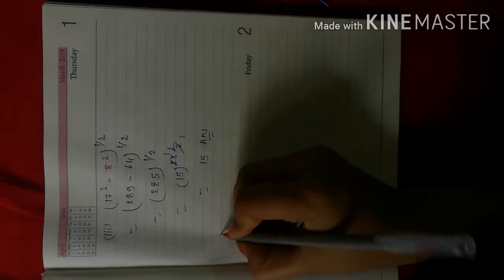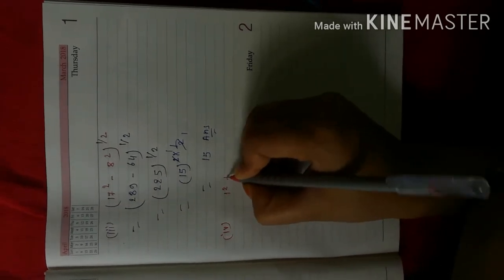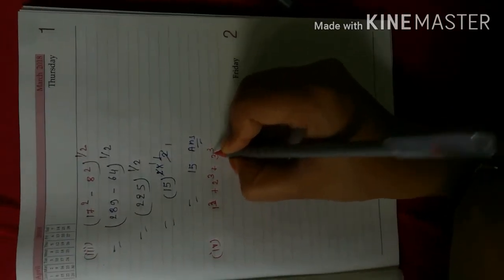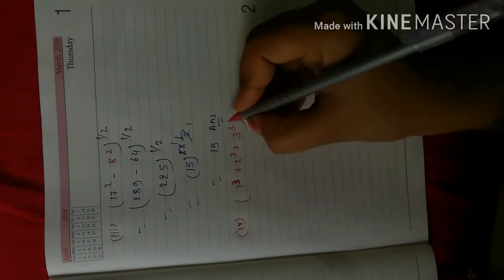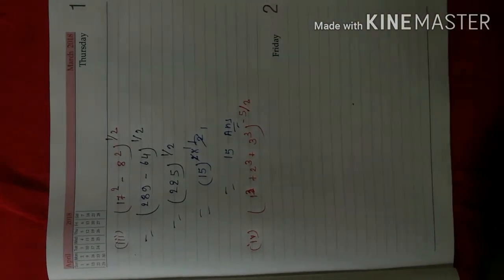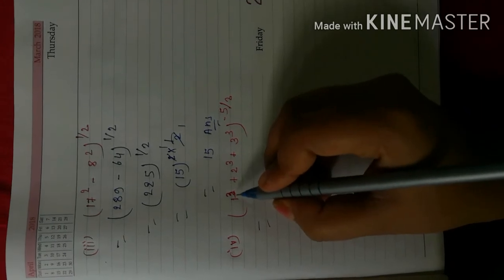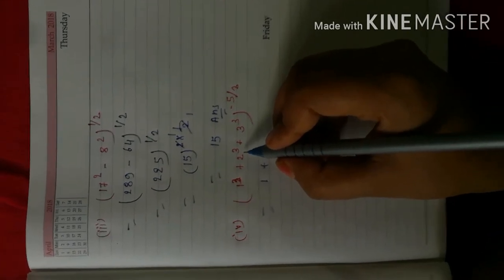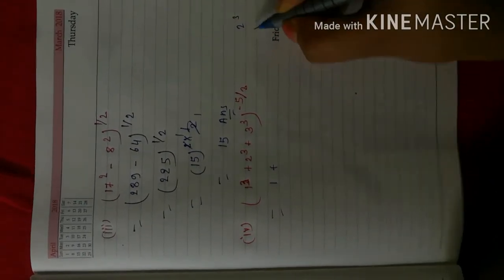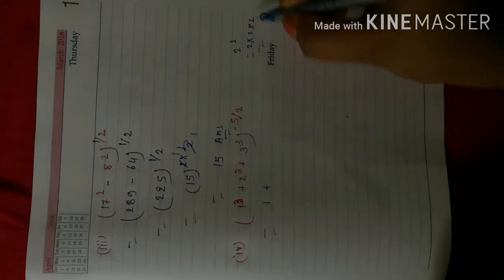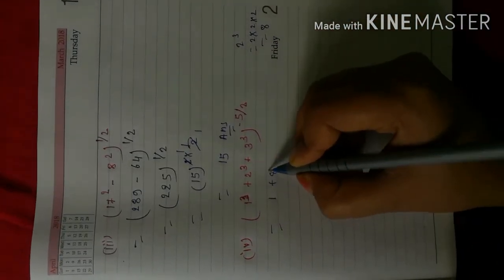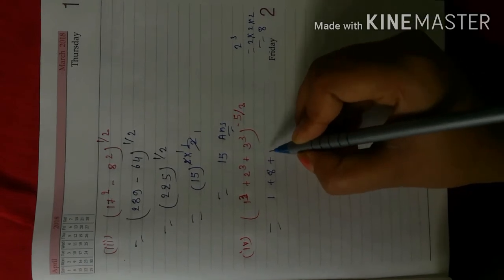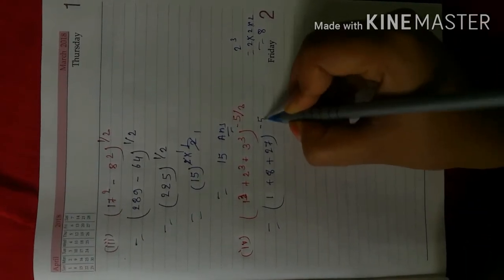Now we will do our fourth part. Our fourth part is (1 cube plus 2 cube plus 3 cube) whole to the power minus 5 by 2. 1 cube means if we multiply 1 three times, then we will get 1. 2 cube means we can write 2 into 2 into 2. 2 twos are 4, 4 twos are 8. So we will write here 8. Similarly 3 cube equal to 3 into 3 into 3. Then we will get 27, whole to the power minus 5 by 2.